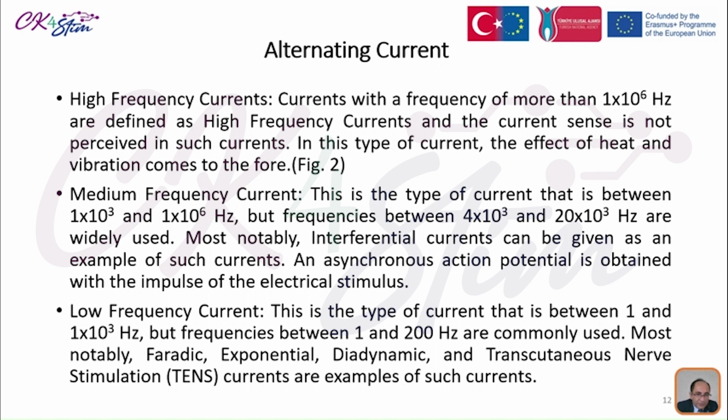Low frequency currents. In this type of current, the frequency is in between 1 and 1000 hertz. In common use, we observe 1 to 200 Hz. Most notably, Faradic, exponential, diadynamic, or transcutaneous nerve stimulation currents are examples of such currents.